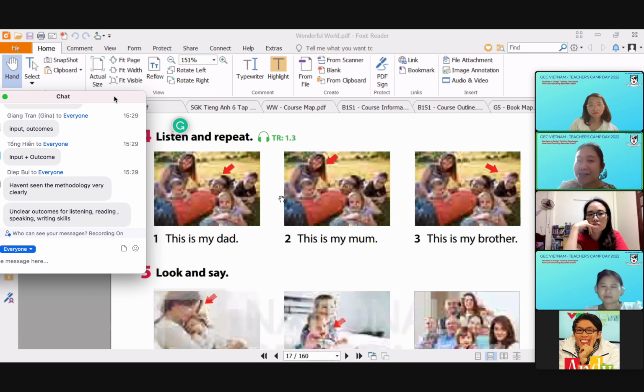But I can imagine, okay, as a teacher, if I'm successful with conducting the activity, my student can repeat the structure. This is my dad, this is my mom, this is my brother. Okay, they can repeat it very well if I do my teaching successfully.